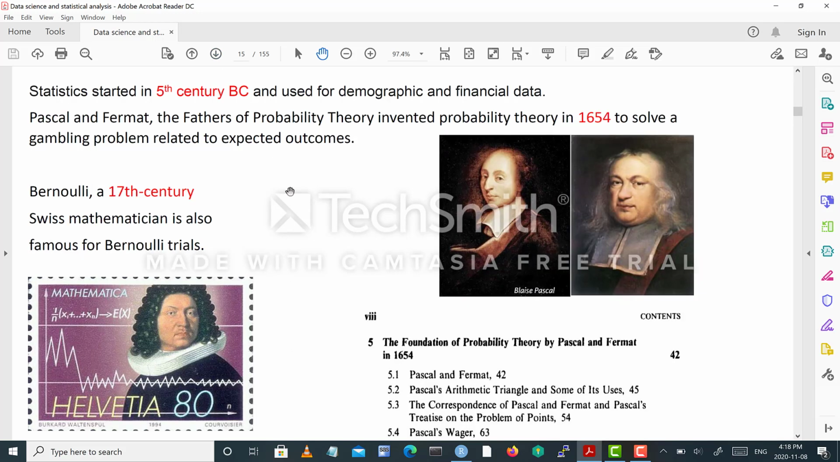Statistics started in the 5th century BC and was used for demographic and financial data. Pascal and Fermat, the fathers of probability theory, invented probability theory in 1654 to solve a gambling problem related to expected outcomes. Bernoulli, a 17th century Swiss mathematician, is also famous for Bernoulli trials.